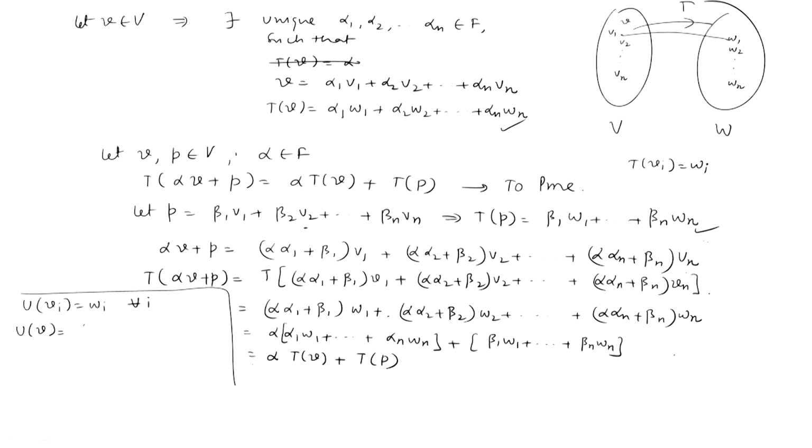U of V will be, by this expression, U of alpha 1 V 1 and so on up to alpha n V n, and this will be alpha 1 U of V 1 and so on up to alpha n U of V n, and this will be alpha 1 W 1 and so on up to alpha n W n. That means it is equal to T of V again from here. So, since the expressions are the same, the transformation is unique. So, we have shown that this is a linear map and the transformation is unique, hence we have proved the theorem.